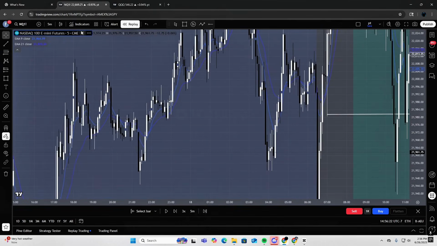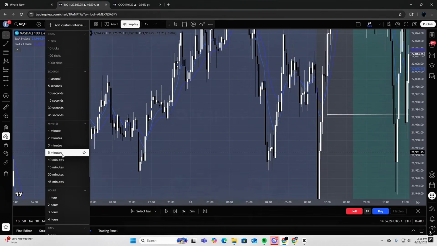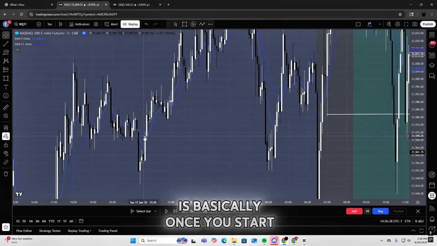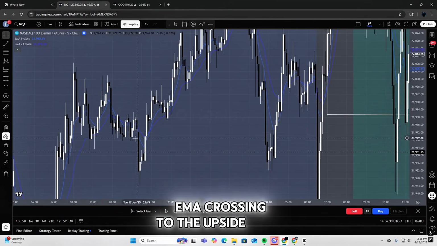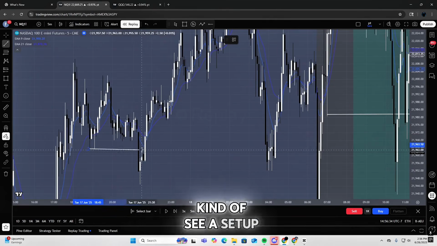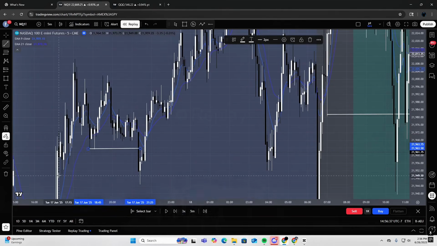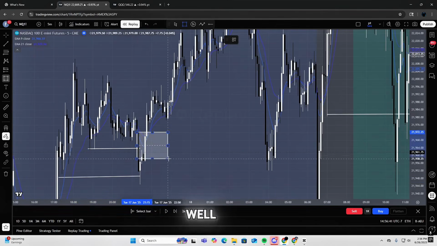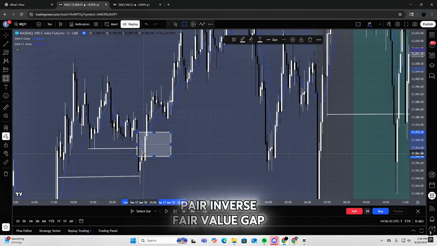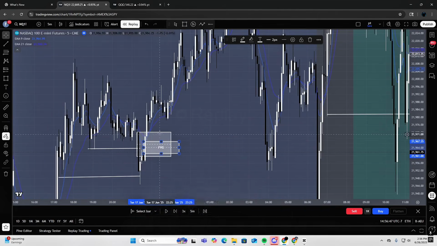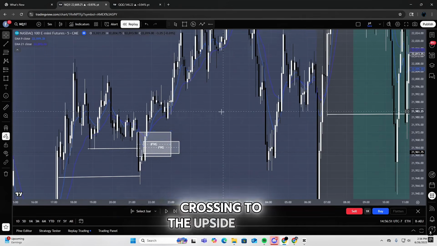On the higher time frame, you could also get better confluence, right? But basically, once you start getting EMA crossing to the upside, then you could take some upside, right? Right here, we could actually see a setup develop. We swept all these lows here, and then we saw an inverse fair value gap as well, and you also had a bullish fair value gap, right? So now you're seeing support towards the upside, and you're seeing your EMAs crossing to the upside.